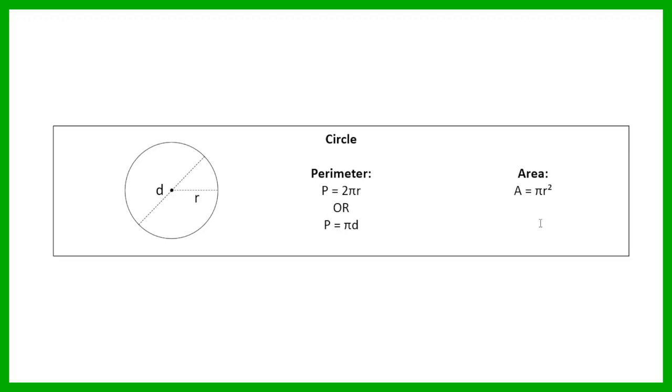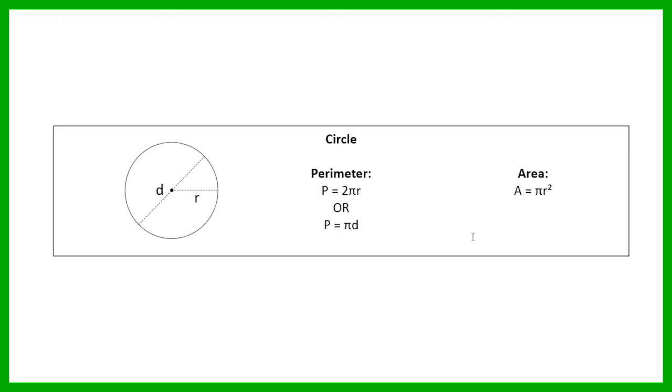Then to work out the perimeter of the complex shape, we are going to be working out the lengths of all the sides going around the shape and then adding them all up. Because remember, the perimeter is the total distance around the outside of the shape.